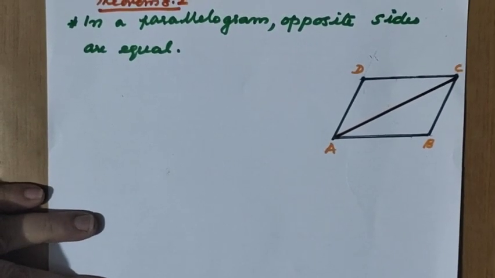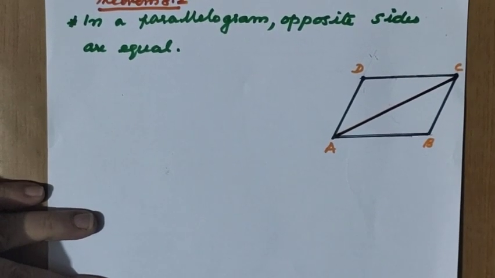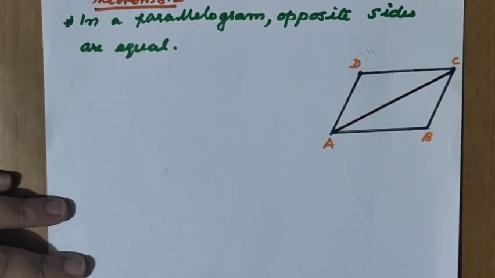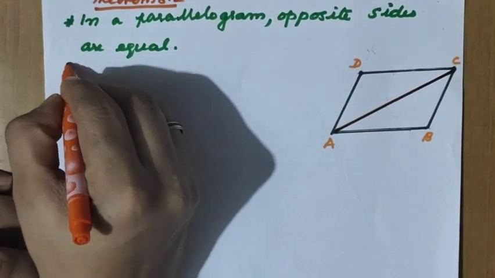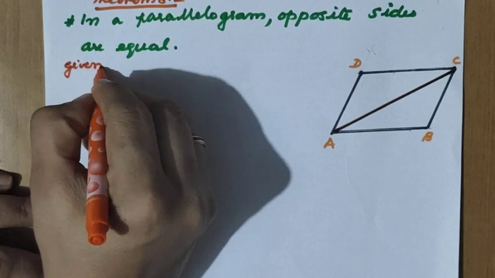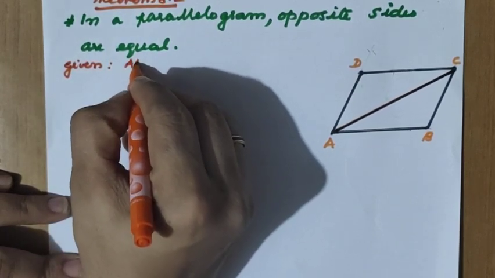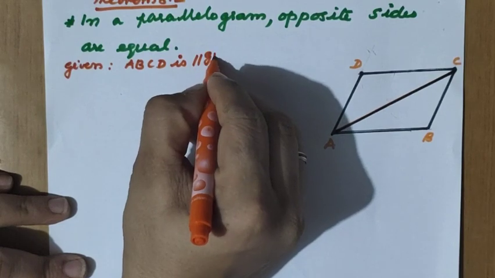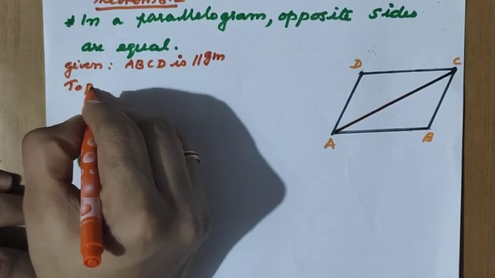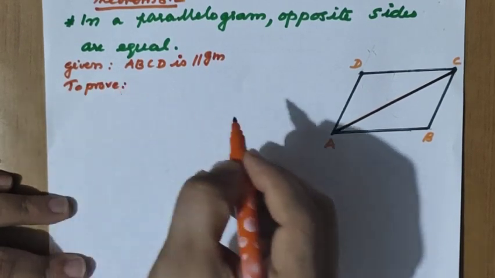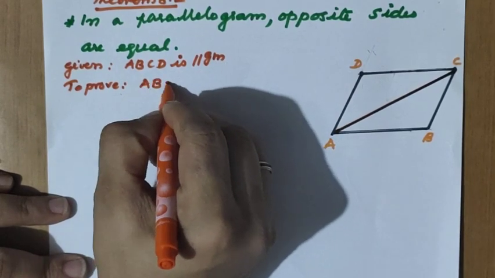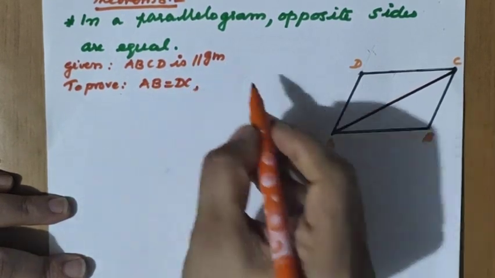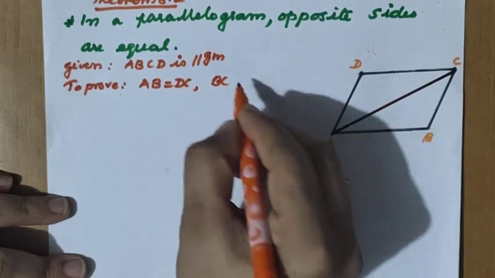In a parallelogram, opposite sides are equal, as a theorem we have to prove. So what should I write? Given: ABCD is a parallelogram. To prove: AB equal to DC, BC equal to AD.